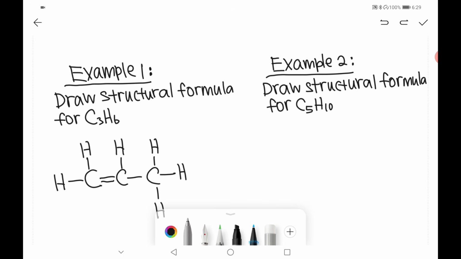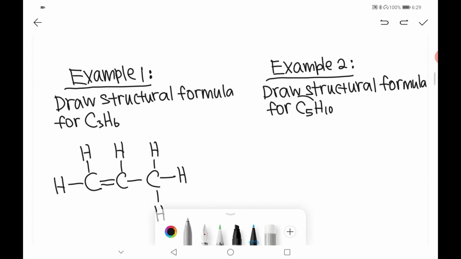So for example number 2, we need to draw the structural formula for C5H10. As you can see, the carbon and hydrogen double up. When the number of carbon and hydrogen double, you know this is alkene. So for alkene, we start with drawing the carbon. We have 5 carbon: 1, 2, 3, 4, 5. Join all the carbon together by using single bond.